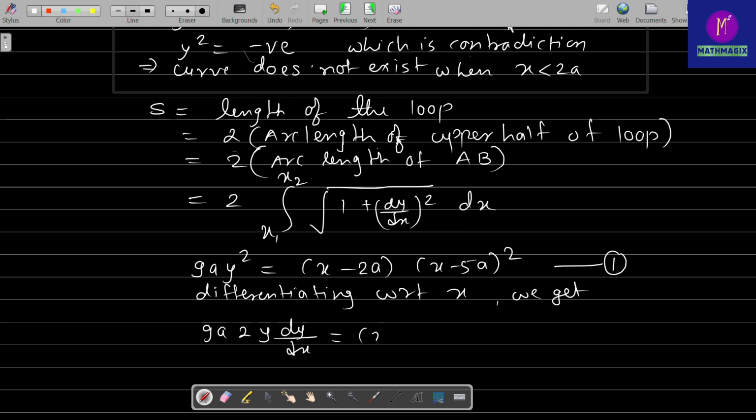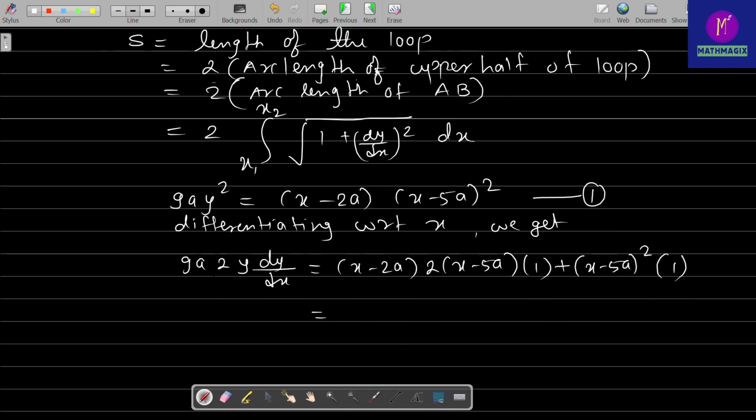So this is (x − 2a), times the derivative of (x − 5a)², which is 2(x − 5a), and the derivative of (x − 5a) is 1 using the chain rule, plus (x − 5a)², and the derivative of (x − 2a) is 1 − 0, that is nothing but 1. So this is 18ay dy/dx, and here I'm not going to expand the bracket (x − 5a)². Instead I'm going to take the common term outside. So (x − 5a) is common.